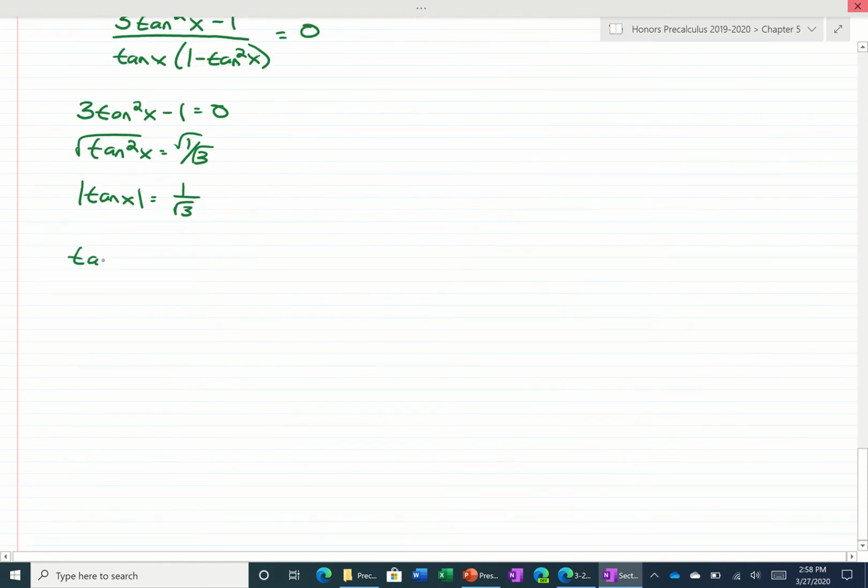And we get that the tangent of x is going to equal plus or minus 1 over the square root of 3, which is actually two different answers. When is tangent of x equal to 1 over root 3? And when is tangent of x equal to negative 1 over root 3?